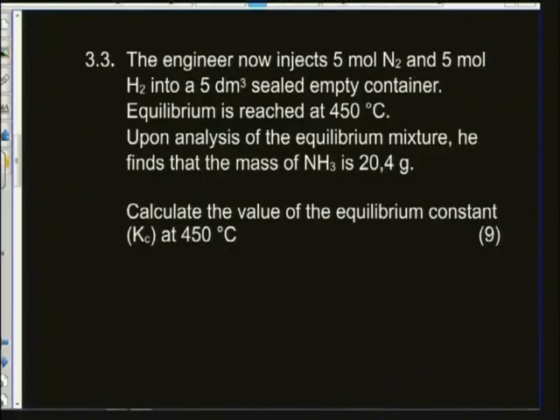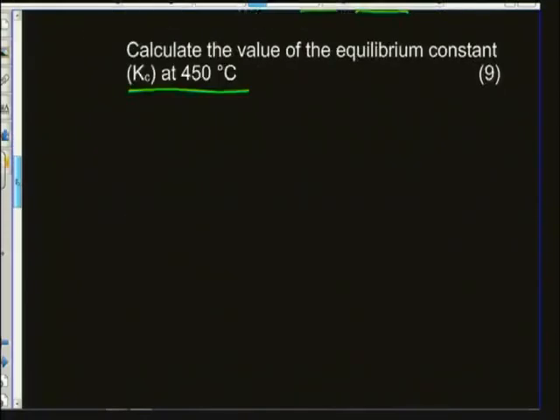They say, the engineer now injects 5 mole of nitrogen and 5 mole of hydrogen into a 5 decimeter cube sealed empty container, and equilibrium is reached at 450 degrees Celsius. They say, upon analysis of the equilibrium mixture, he finds that the mass of ammonia is 20.4 grams. And they say, calculate the equilibrium constant, that is Kc, at 450 degrees Celsius. Now we have to calculate Kc in here.